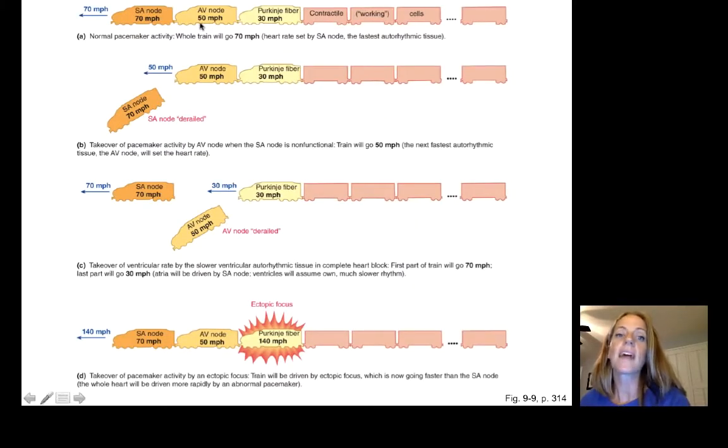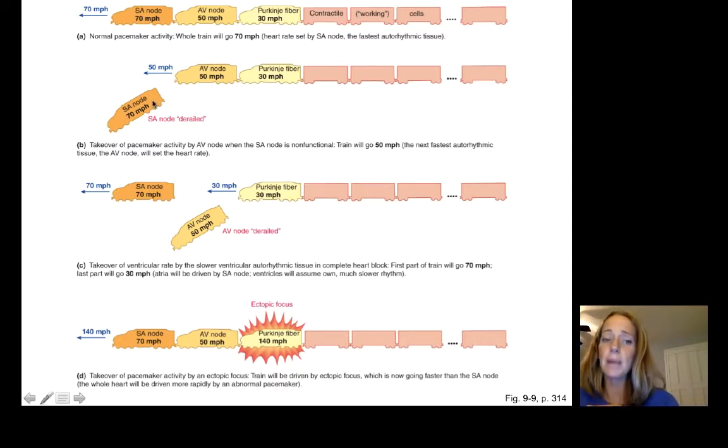So you think of this like a train, and your book uses this example. The SA node is the fastest, and because of that, the activity of the SA node is going to override the activity of everybody else. As the SA node is sending out action potentials at 70 beats per minute, it's going to pull all of the others along with it. In other words, the AV node, the bundle branches, Purkinje fibers, and then the cardiac muscle cells will all be attached to the SA node. So if the SA node is working at 70 beats per minute, then everybody goes 70 beats per minute.